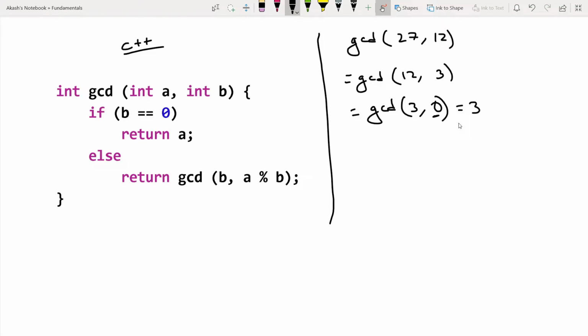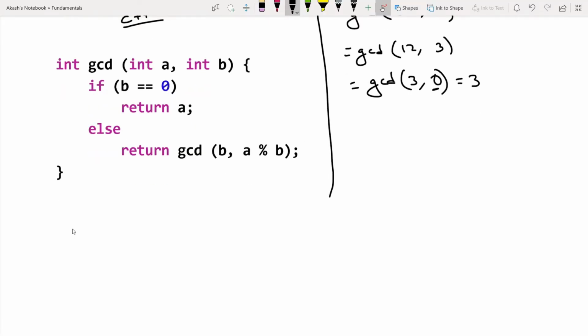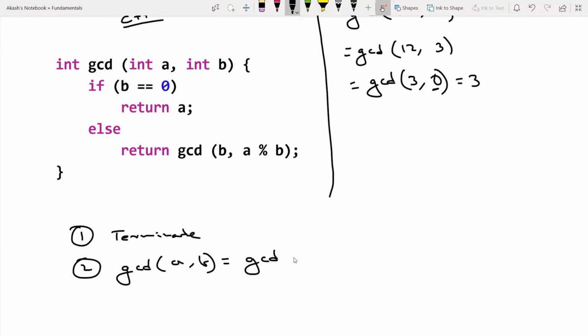Now this is it, and let's see the proof of this method, why this method is correct. So this is the implementation. Let's go to the proof. To prove that this algorithm is correct, we have to prove two things. Number one is that this algorithm should terminate. Number two is that GCD of A, B is equal to the GCD of B, A modulo B. If we can prove these two things, then this algorithm is correct.